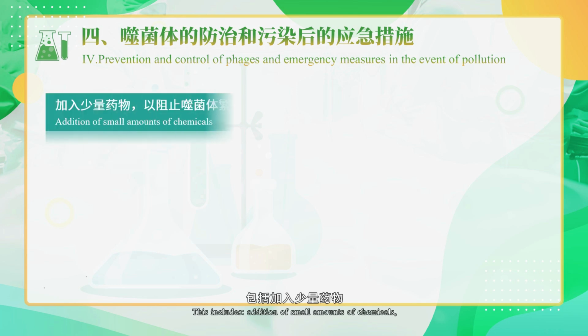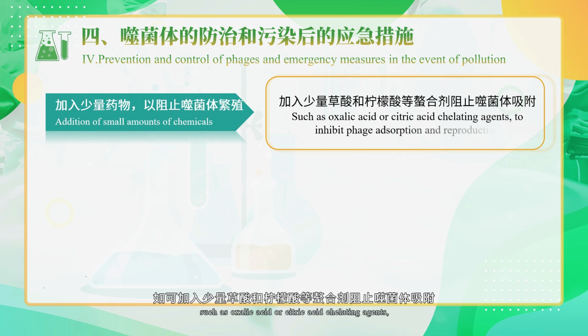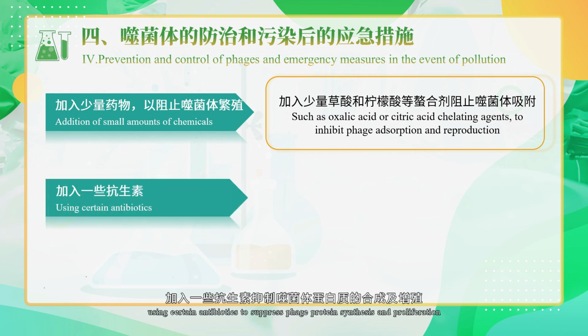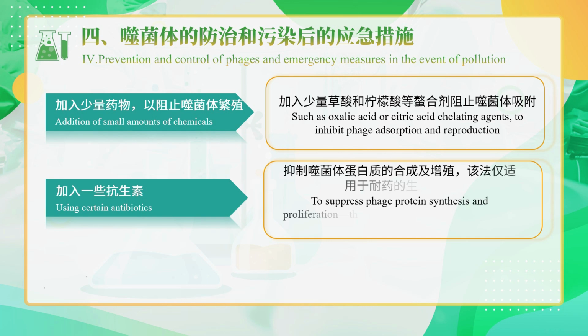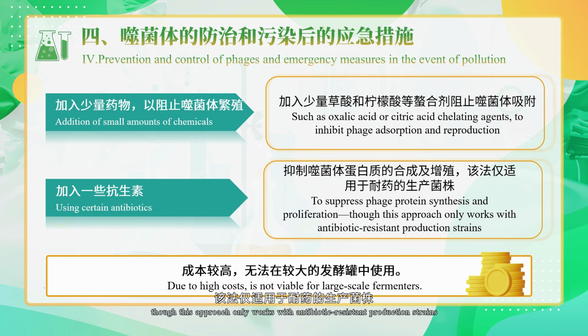This includes addition of small amounts of chemicals, such as oxalic acid or citric acid chelating agents, to inhibit phage adsorption and reproduction, using certain antibiotics to suppress phage protein synthesis and proliferation. Though this approach only works with antibiotic-resistant production strains and, due to high costs, is not viable for large-scale fermenters.